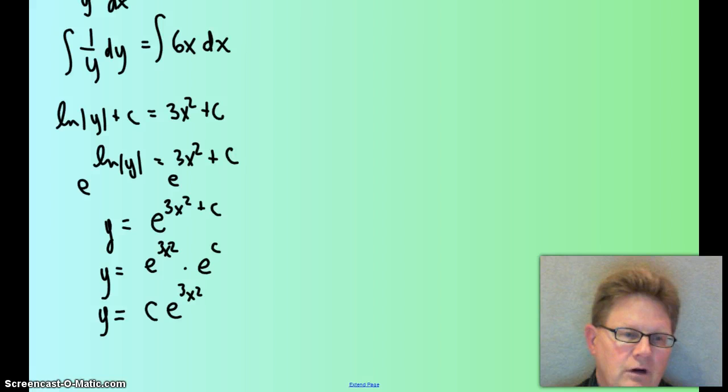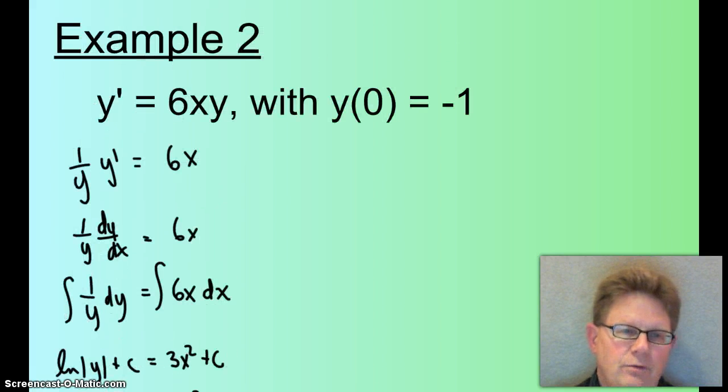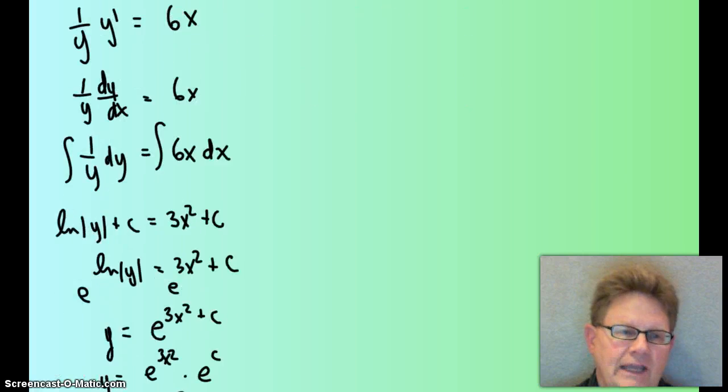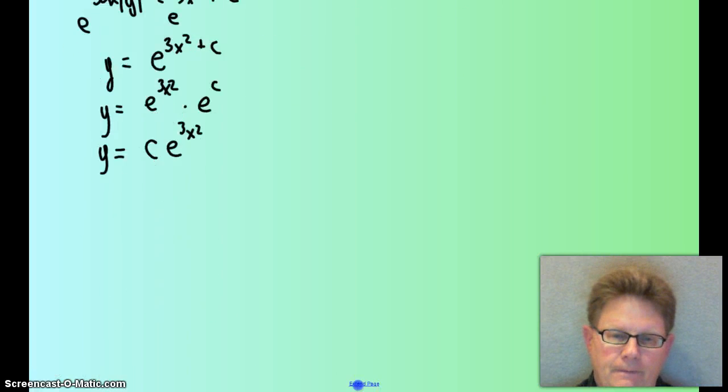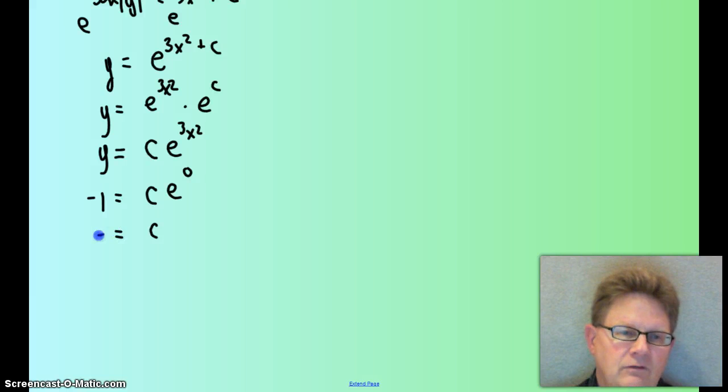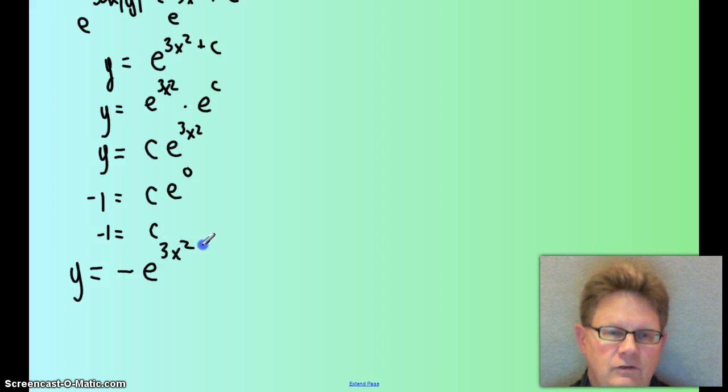Now we're ready to use our original value. Y of 0 equals -1. So -1 equals c e to the 0 power. C equals -1. So our function is y equals -e to the 3x squared. And that, my friends, is how to do this. Alright, let's move along.